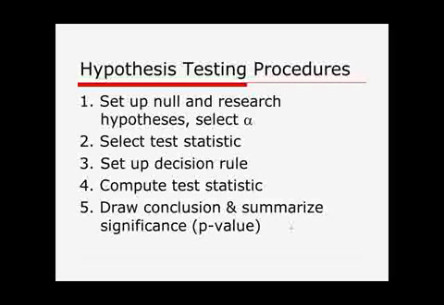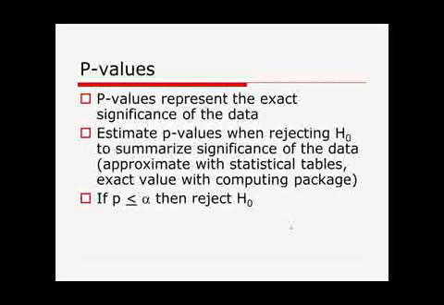We choose a test statistic. That's a summary number of our data. We set up a rule to decide when to believe the null or the research hypothesis. We look at our data, and then we come up with a conclusion. And when we do hypothesis testing, we produce what's called a p-value. Yes, someone asked, research hypothesis is the same as alternative hypothesis. So you may have used that language before. But it's what you think to be true.